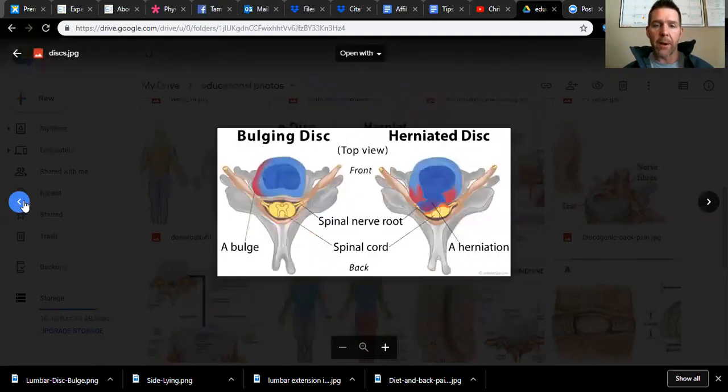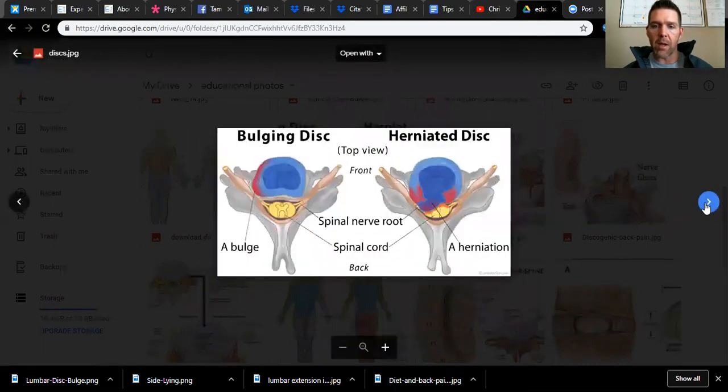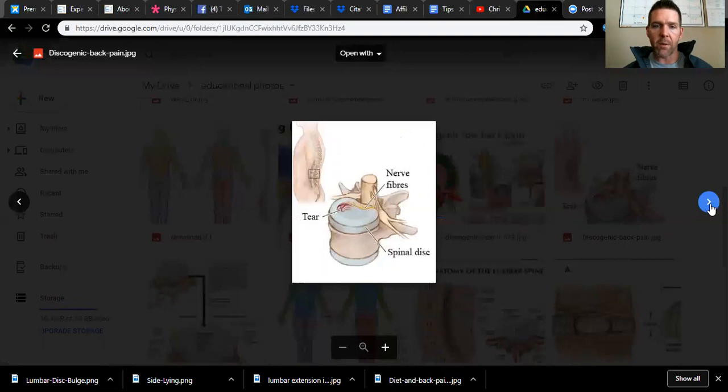Just depends. Let me see if I can go. I saw a way to go bigger on that. No, let me do it on that picture. Those will give me a bigger way to do it. Let's see if we get a different one.